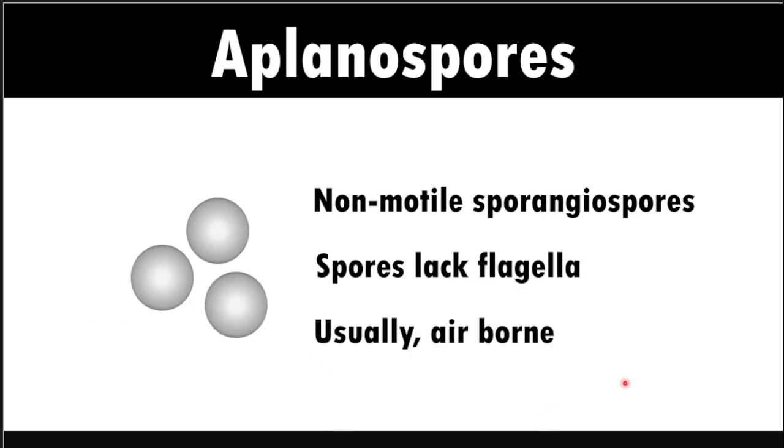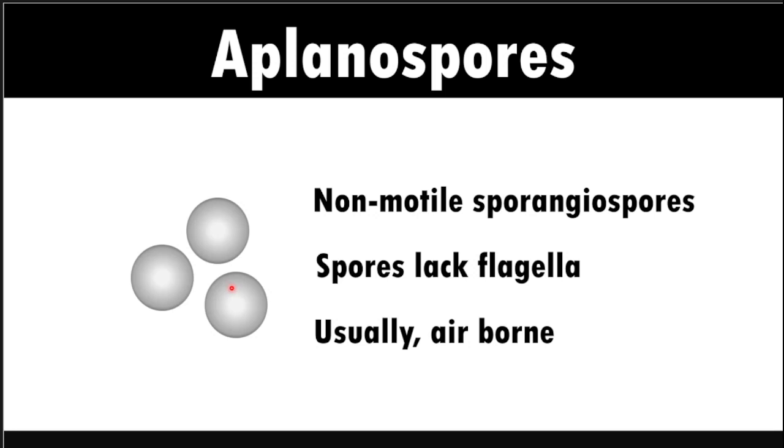Last but not the least, Aplanospores. Aplanospores are spores without any kind of motile structure, that is, flagella. So they are non-motile, they lack flagella, and they are released from the sporangia. The Aplanospores are released into the air and travel great distances through the air.